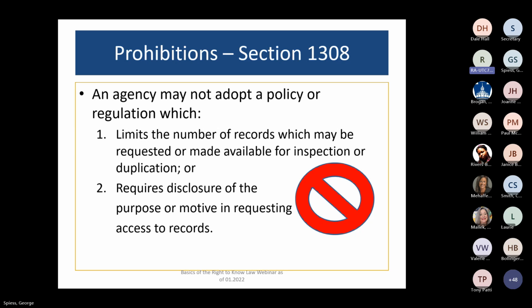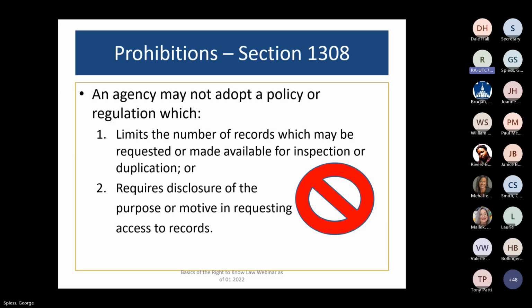Well, first is that you can't adopt a policy where you limit the number of requests or the number of records that a person asks for within a specific time frame. You can't say something like, ma'am, I'm sorry, you've already requested 3 records this week. That's all we allow. If she wants to submit 12 right to know requests this week, the law allows her to do that.